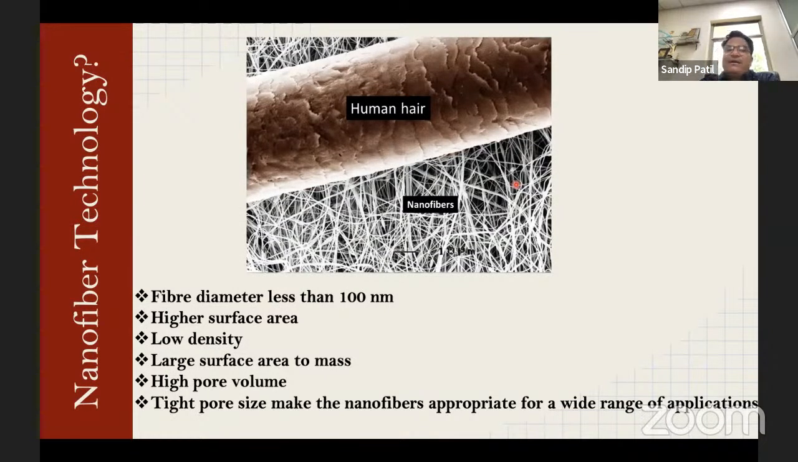Larger scale will have lower surface area, and the smaller scale will have a very large surface area. Considering those properties of the material, one can use them in various applications, and we will talk about those one by one, how they are effective and how we have used them in different areas. So fiber diameter, what we are making today is 100 nanometer and less. The moment you create a smaller size, you get high surface area, low density, large surface area to mass, high pore volume, and because of that it has a large range of applications.